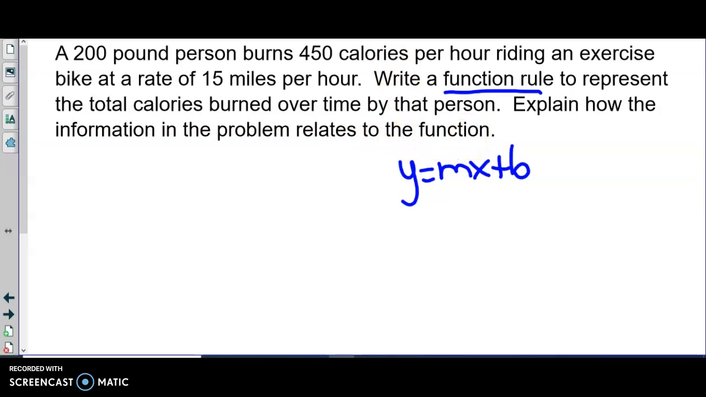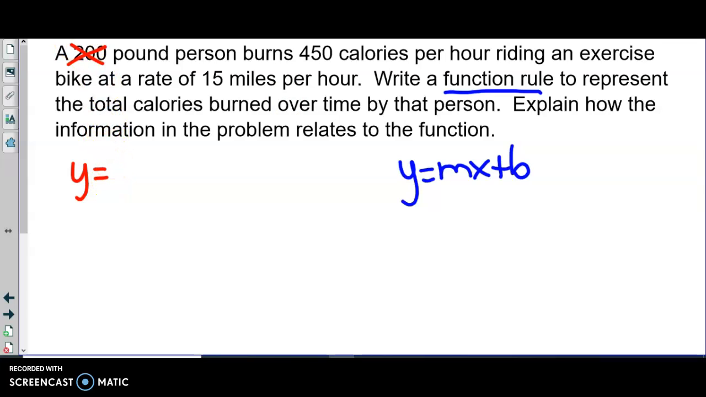Okay, so there's some important information in here, and then there's some not so important information in here. The fact that he is a 200-pound person is just a distractor. It doesn't matter if you're 200 pounds or 100 pounds or 500 pounds. All that matters in this situation is how many calories he burns per hour. That's all we need to know to write the rule.